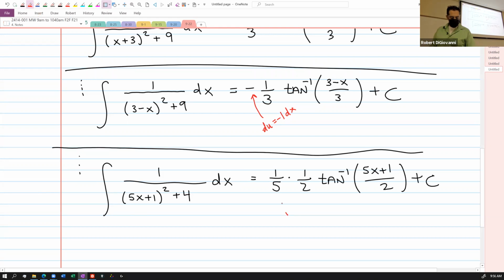Again, this comes from the fact that when I did du, I would have got 5 dx, and I need to get rid of the 5, so I scale both sides, multiplying both sides by 1/5.